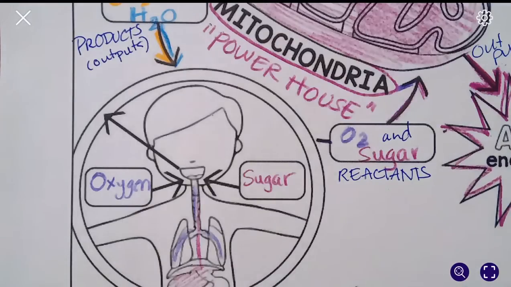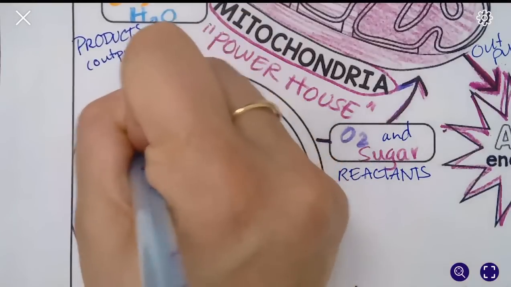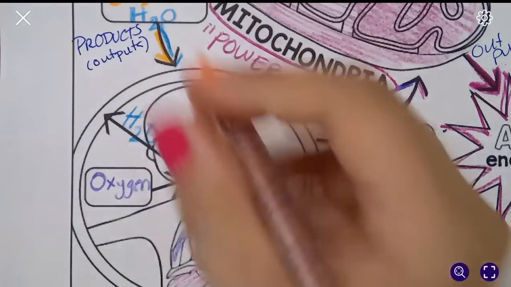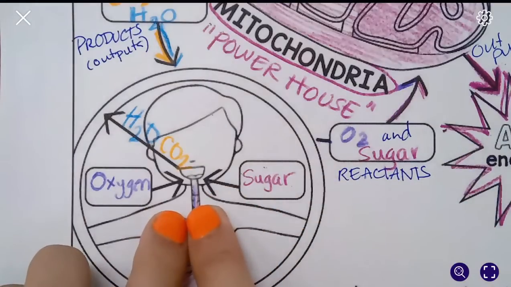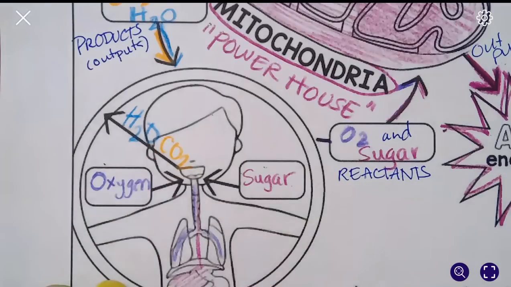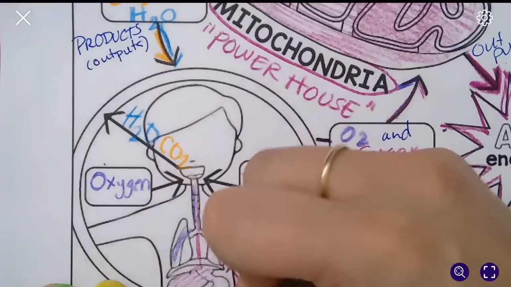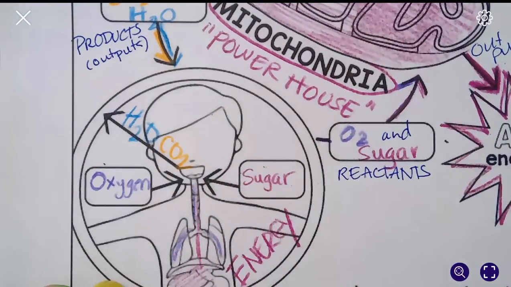And then once our cellular respiration is happening in all of our cells, we get rid of H2O and CO2, right? So inputs, oxygen and sugar, outputs, H2O, CO2, and energy. Okay? Home stretch, friends, home stretch.